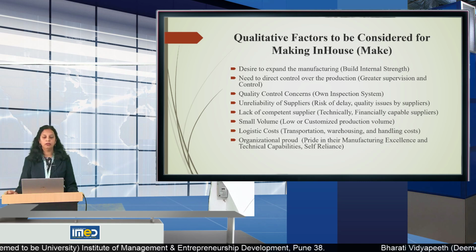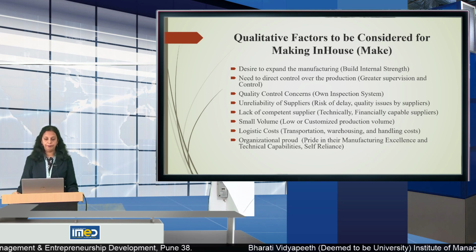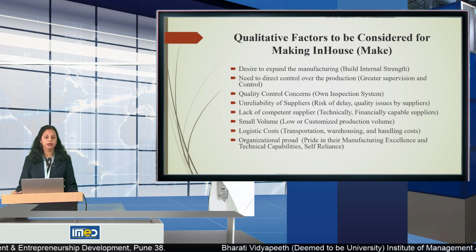There is full power, or it can supervise it fully. So, control is also possible on their costs, on their productivity, etc. Then quality control concerns. Now, quality is the most important aspect before selling the product to the customer. So, if you want to focus on quality, it is always better to manufacture in-house so that you can check the quality and you can take the steps.